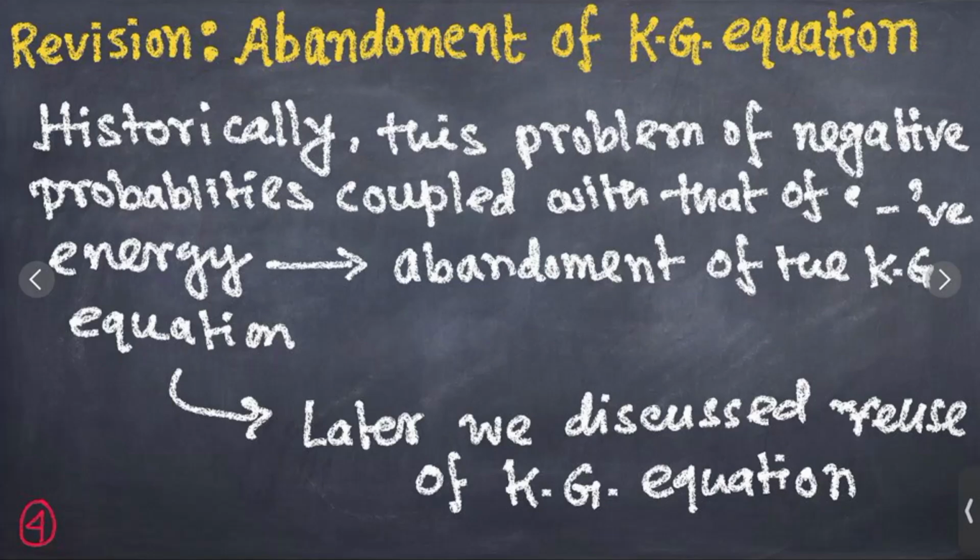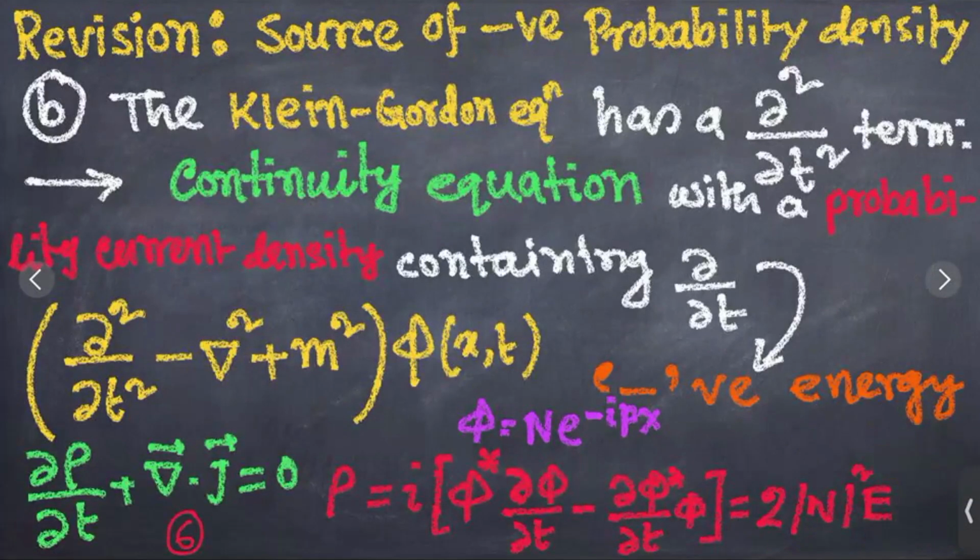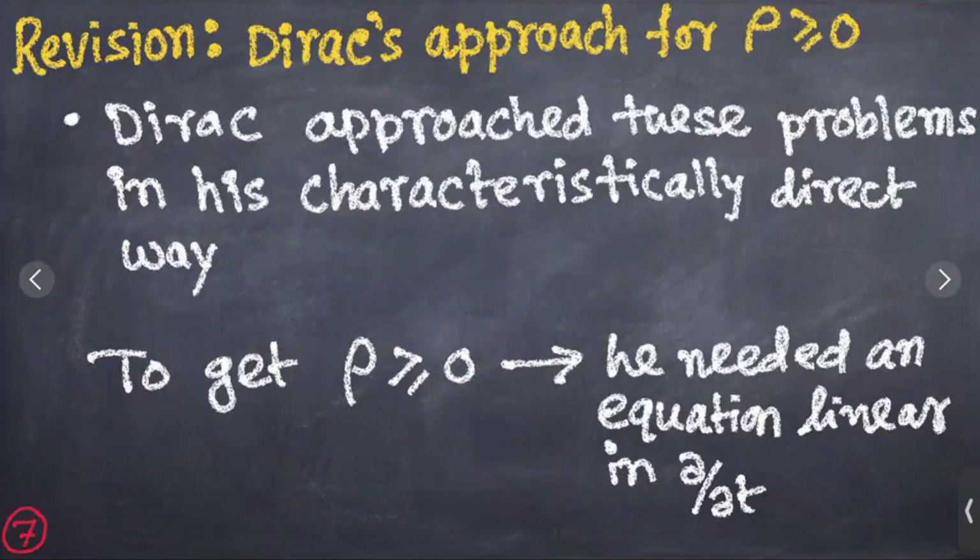So we also saw this today. The next thing we discuss is how Dirac tried to tackle this problem. The main approach was this: he took a step forward. He said, okay, what we need is for our probability density to be positive. So he started from here: we want the probability density to be greater than or equal to 0.